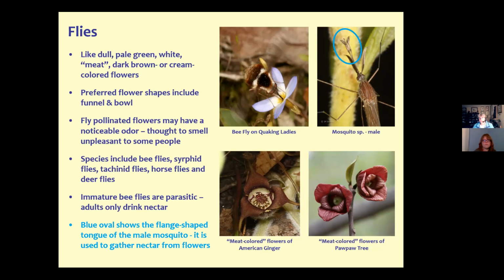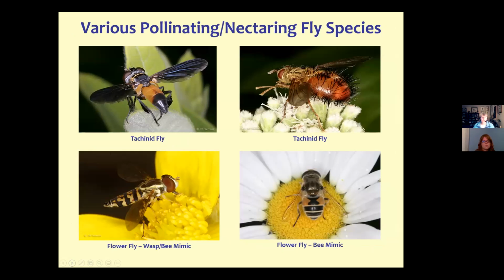She's in charge of biting us, and he's in charge of gathering all the nectar and other food that will then go into that sperm packet that gets passed on to the female. So some of our other pollinators, and I use pollinating and nectaring together because they're not always pollinating, but most of the time they're always trying to gather nectar.